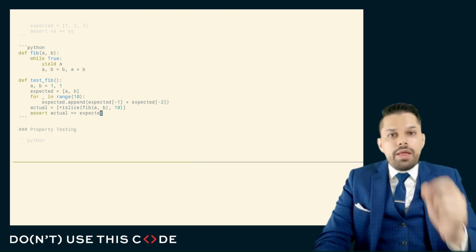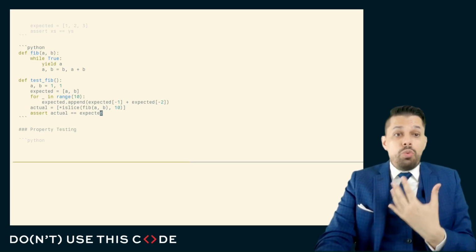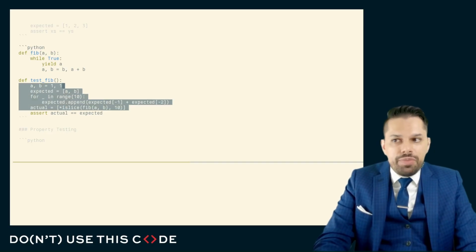But here's the problem. This is circular reasoning. This is, under the classical definition, what we call begging the question. We just wrote an implementation of the Fibonacci sequence.